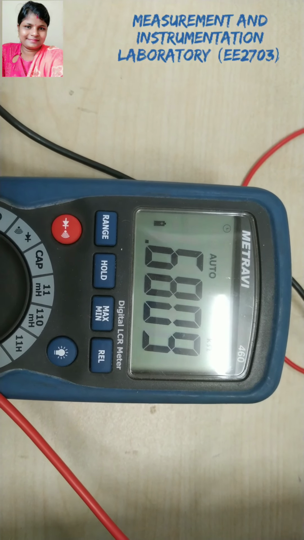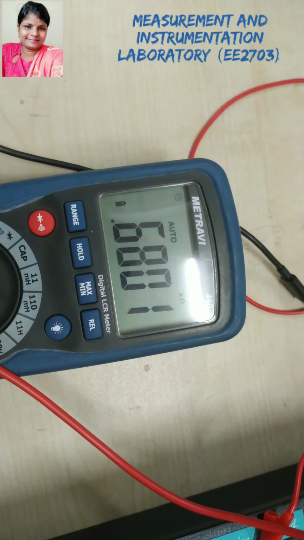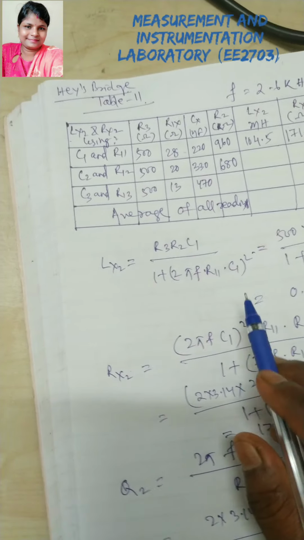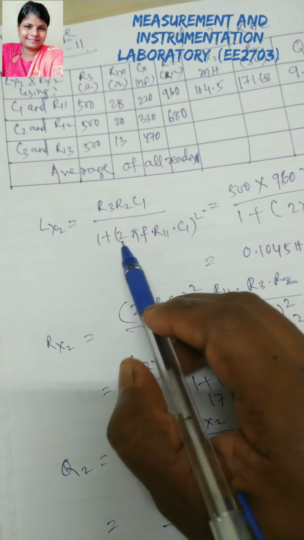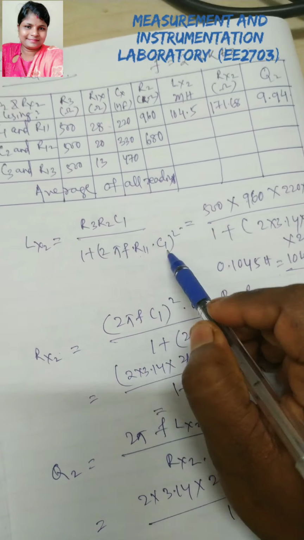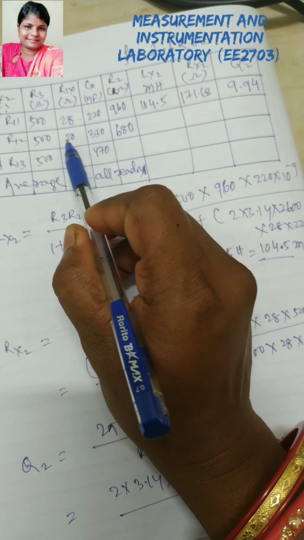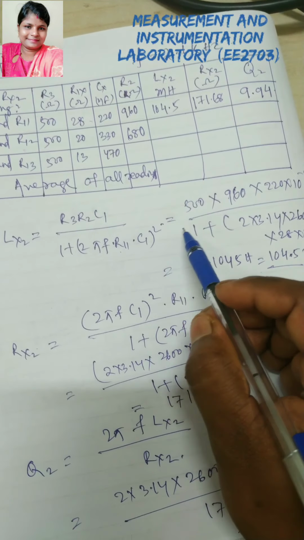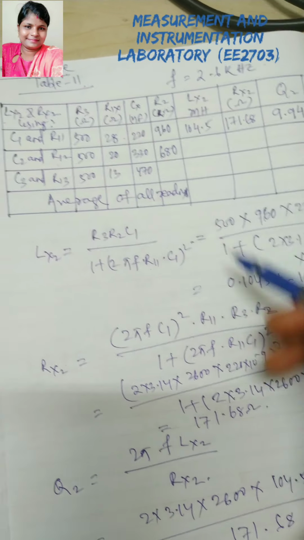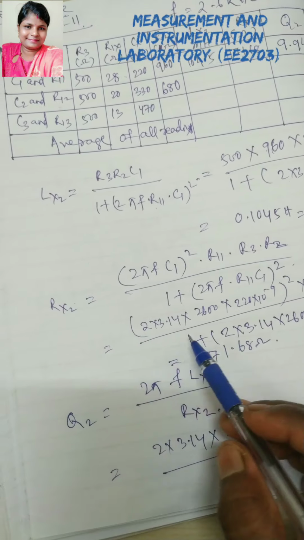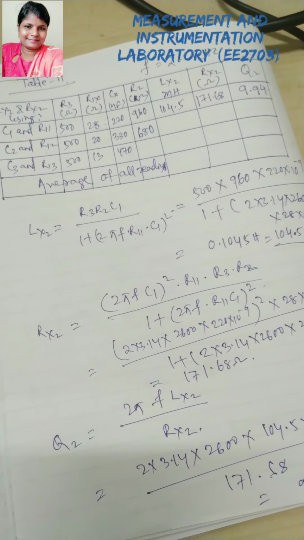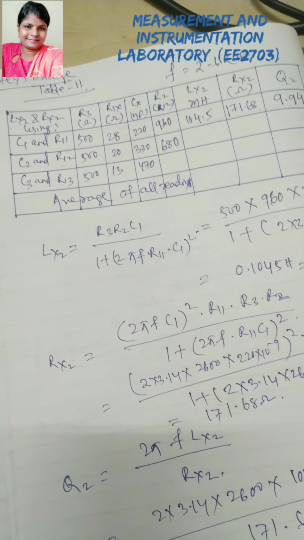This value is 0.680, so write 680 ohm. Then we have to calculate R3, R2, C1 by 1 plus 2 by F, R12. And what is the value of R2? R12 is 20. C1 square. Using this formula, value of R2 680, calculate the value of LX2 and RX2 and the value of Q2. Then do for the next calculation of R2.